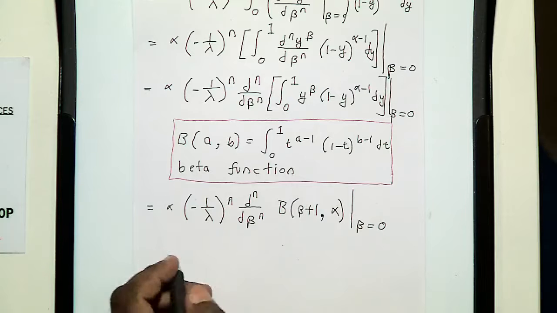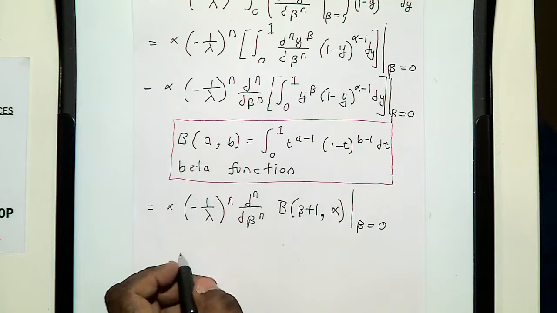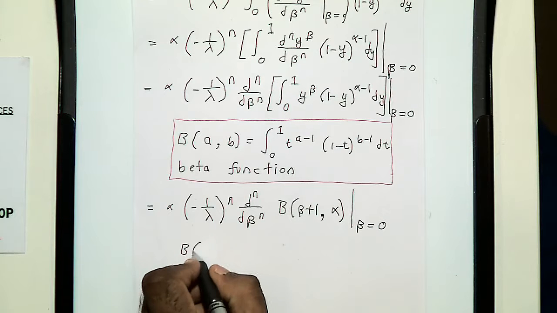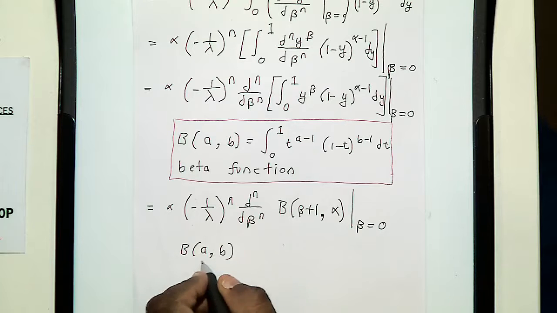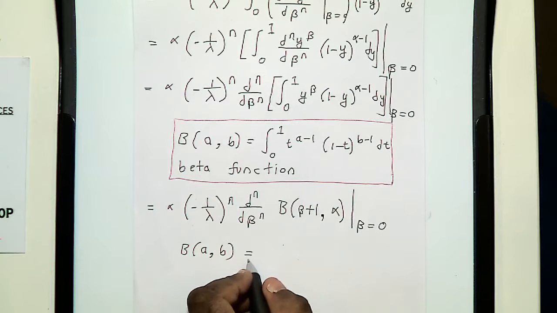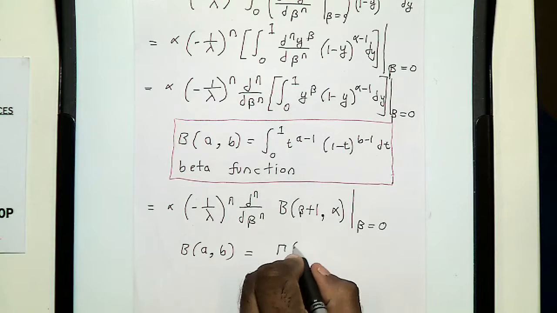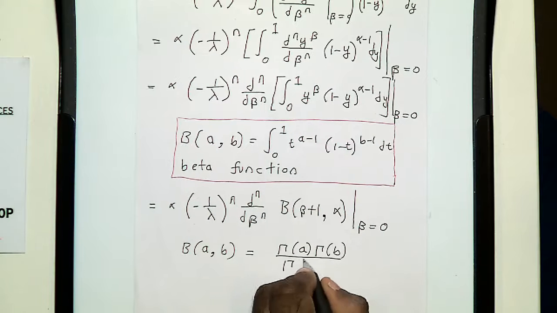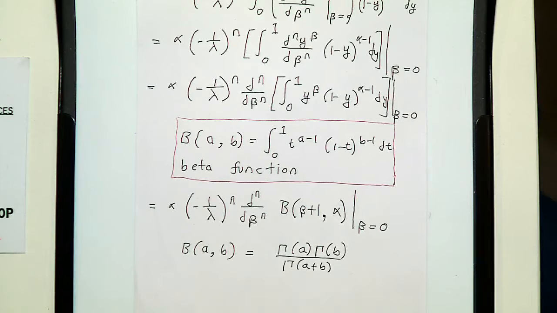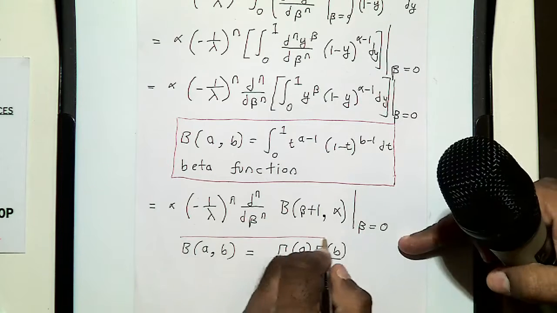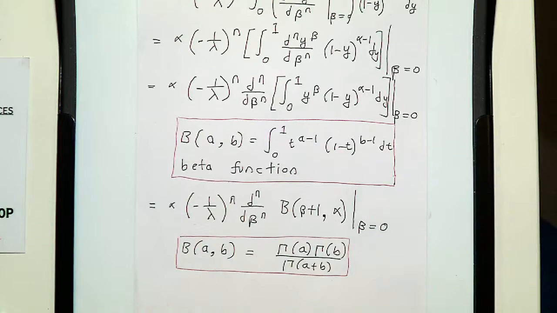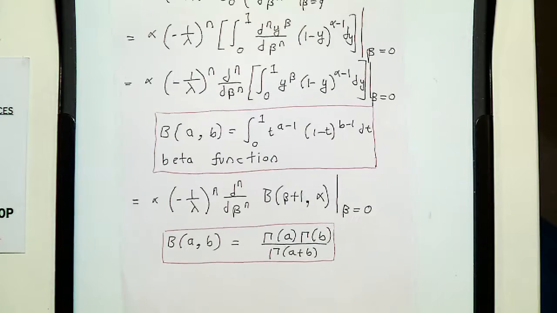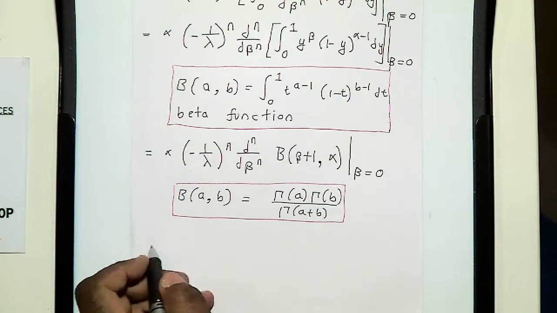Another way you can write this is... there's a property. One of the properties of the beta function I mentioned in the video on the course website is the following. If you look at the course website, you will see this. So using this property, you can also write this result as follows.